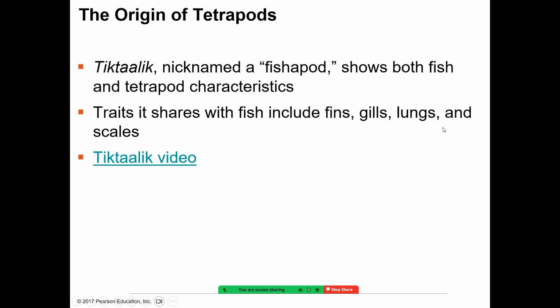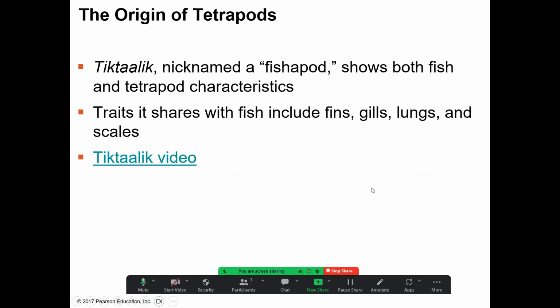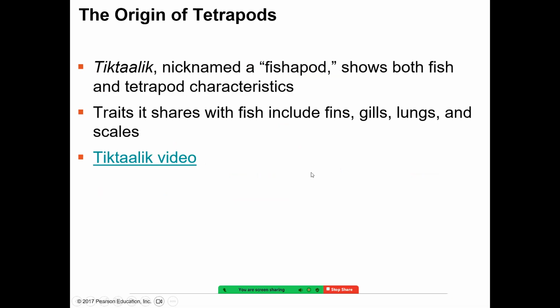We saw this in one of the Shape of Life videos that we watched, but there had to be some sort of intermediate species that used to live in the water, had some of the characteristics of tetrapods, but then was able to move out of the water and start living on the land. Tiktaalik is that particular example. Again, traits that this particular intermediate fossil shares with fish include the fins, gills, lungs, and scales.